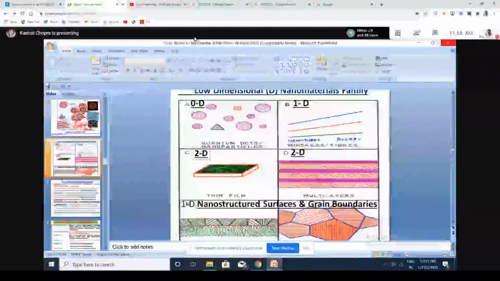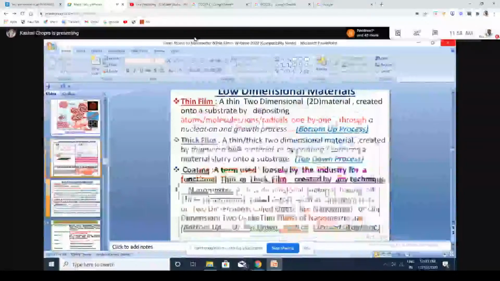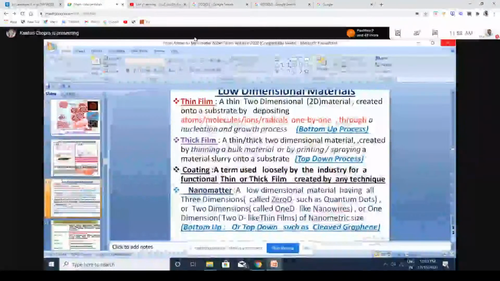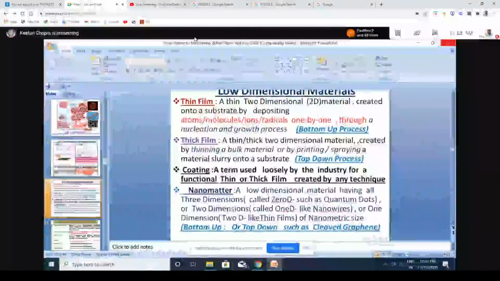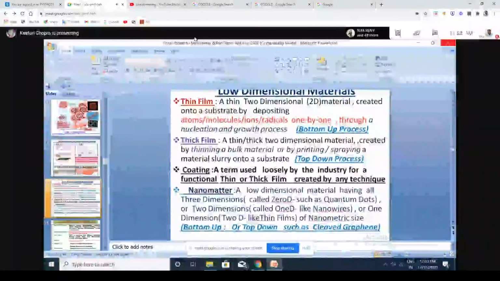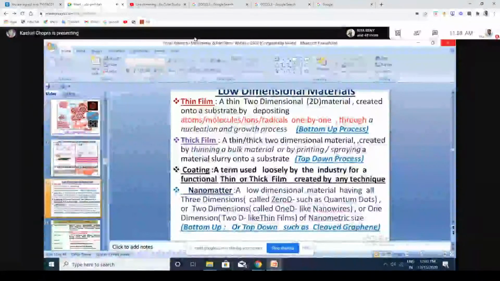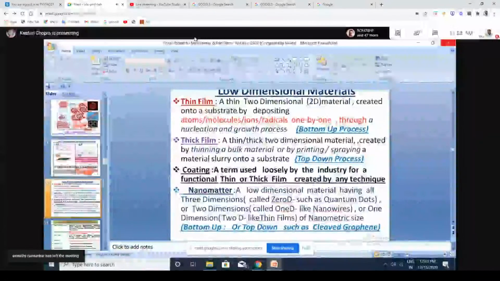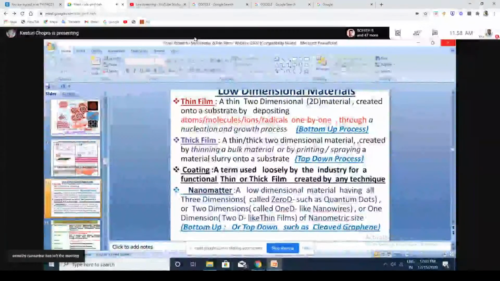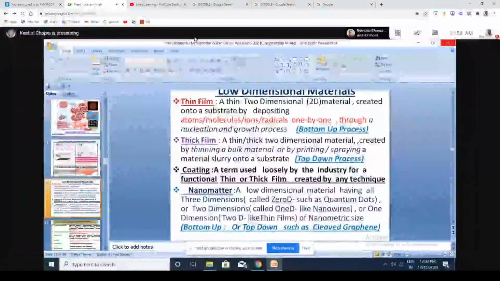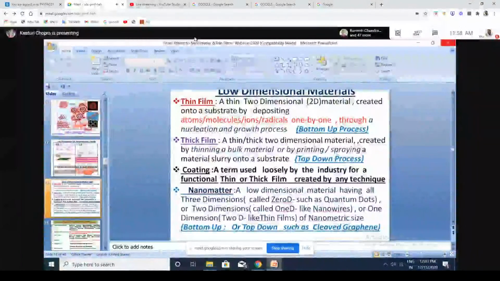Okay. So this is how we will define them. Thin film, as I said, is a 2D material. Thick film, see, thin films are always a bottom-up process. But thick film is another process where you thin down a material, you print it or spray it, for example. But you know, technology people or industry people don't care about whether you call it a thin film. They only call it films or coating.